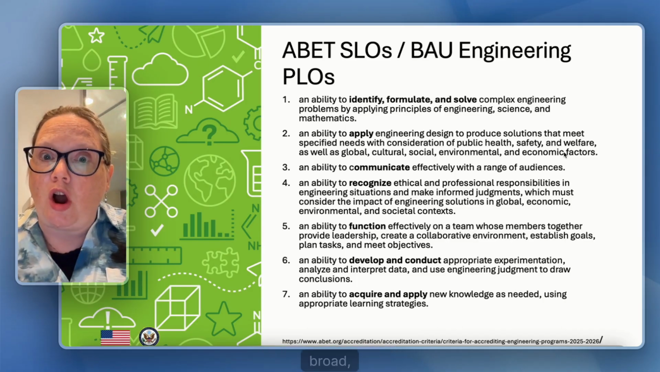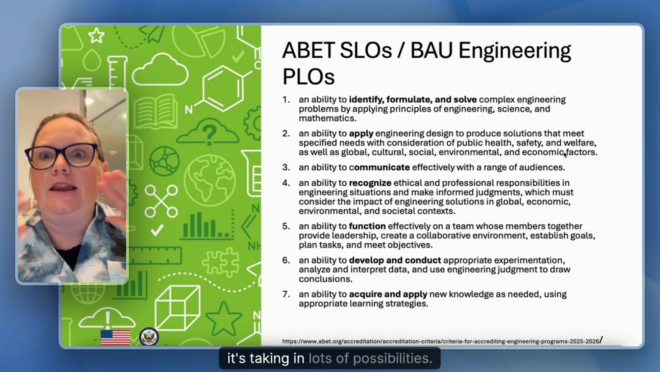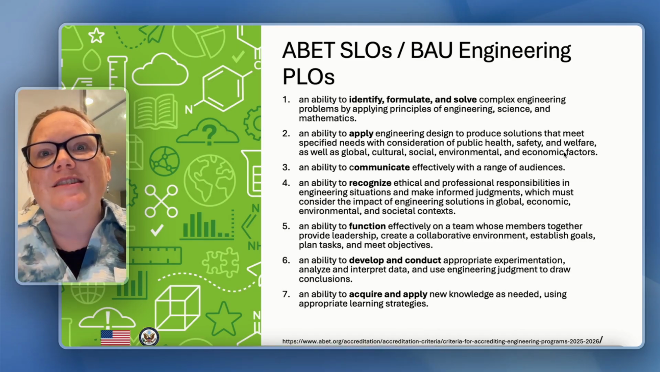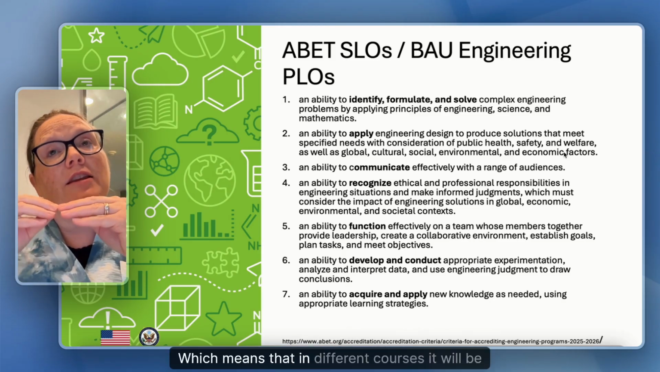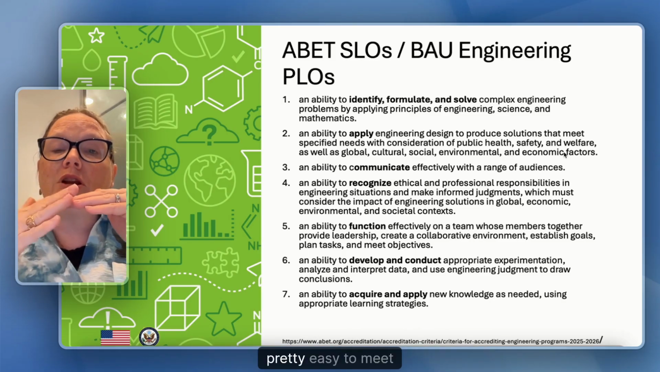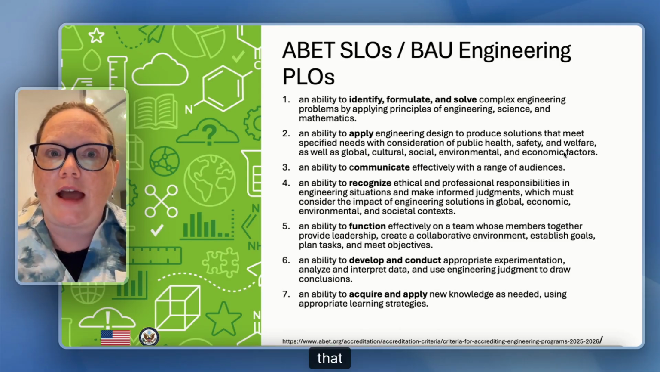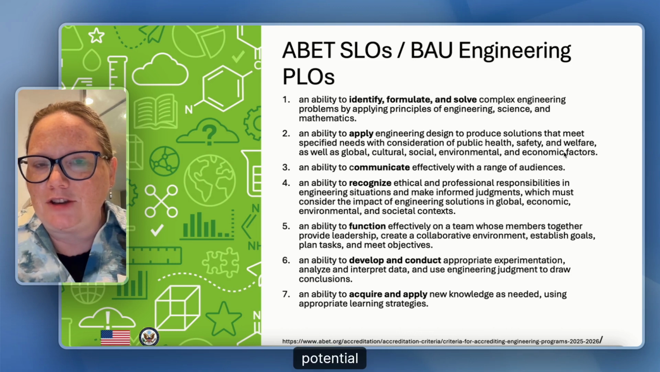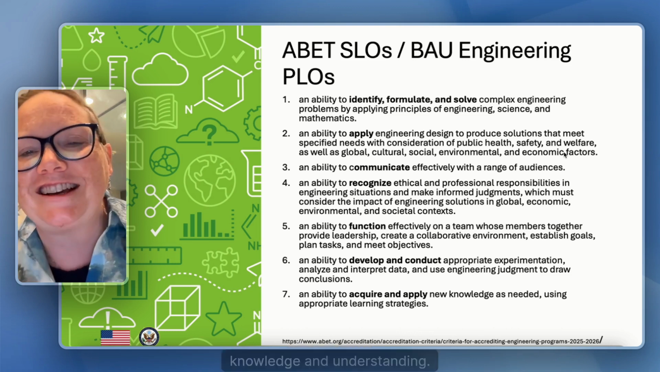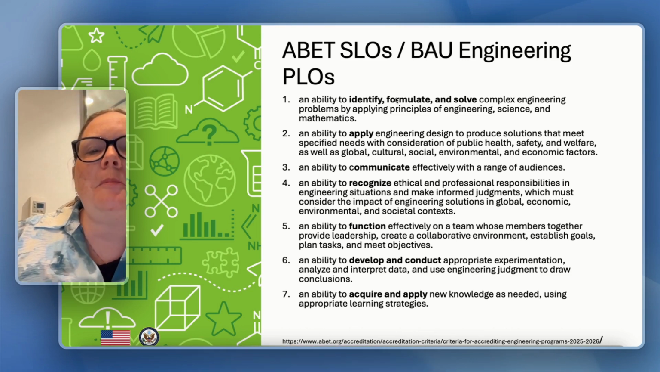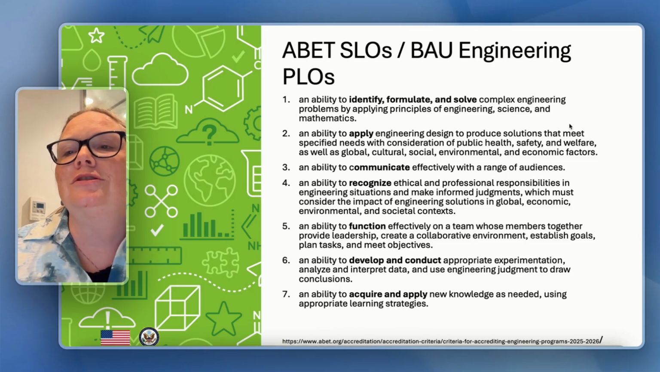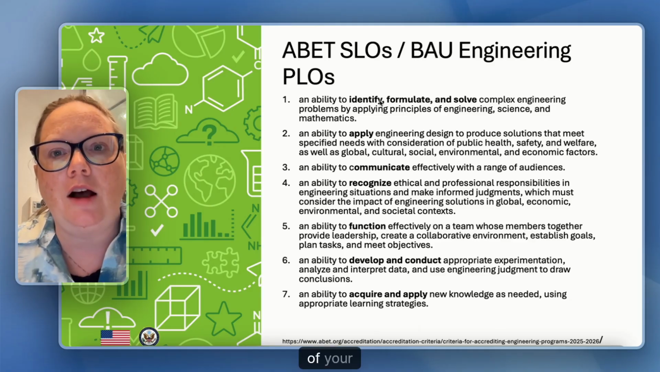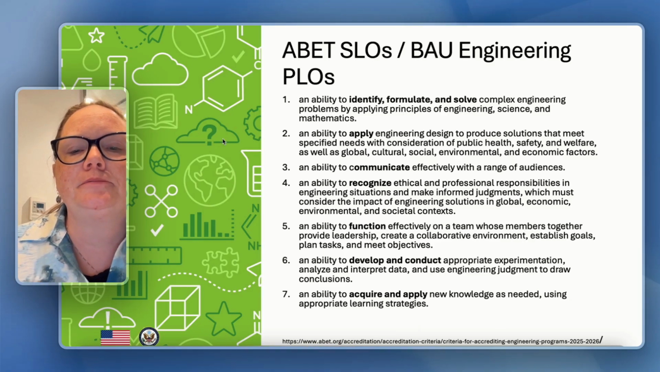It's really broad in that it's taking in lots of possibilities, public health, economic, different things, which means that in different courses, it will be pretty easy to meet that PLO because it's encompassing lots of potential skills, well, in this case, knowledge and understanding. So these two belong to the knowledge and understanding row of your PILOs.